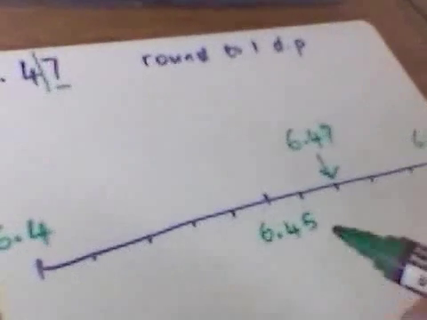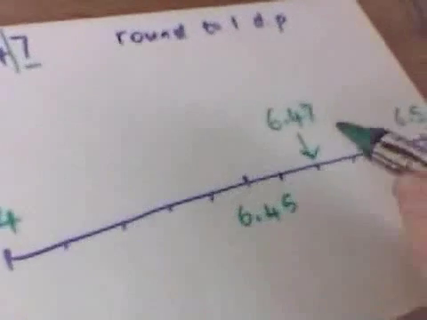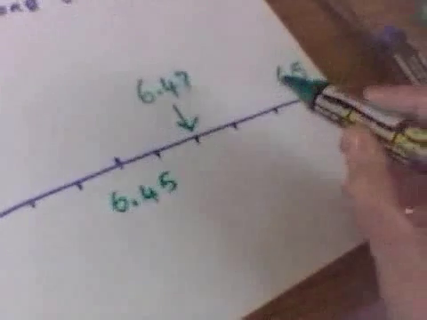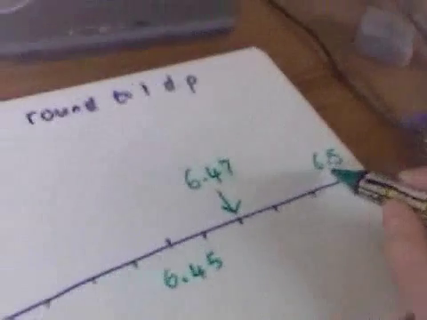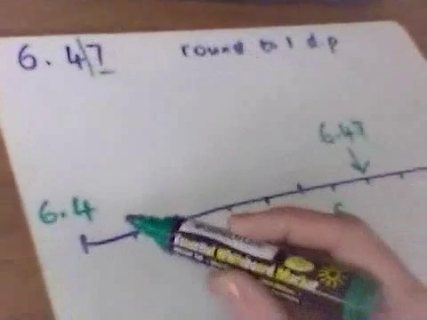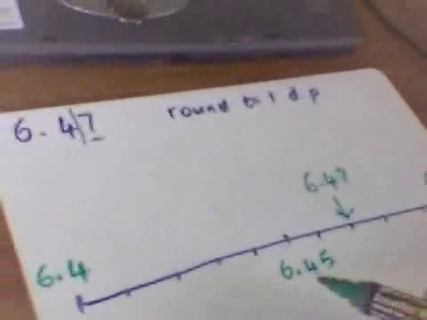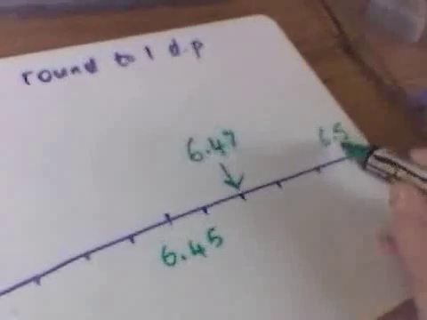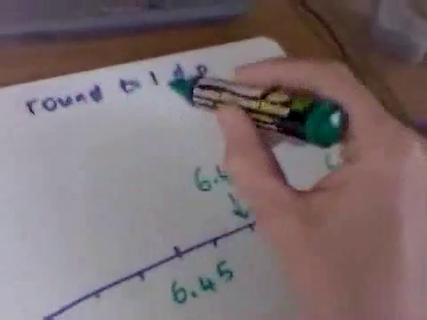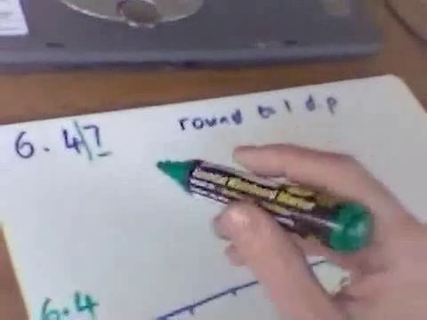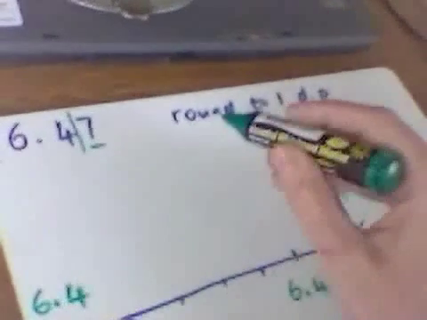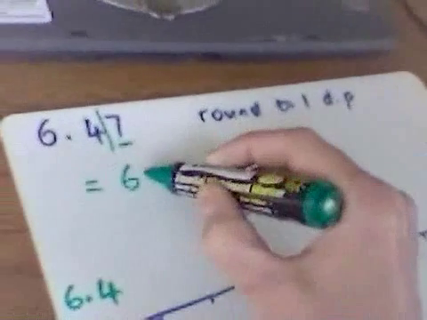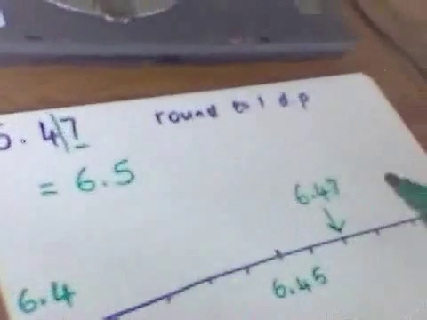Right, so I ask myself, is 6.47 closer to 6.5? Or is it closer to 6.4? And this time I can see that it's closer to 6.5. So therefore, if I round this to one decimal place, I can see that 6.47 rounded to one decimal place will become 6.5.